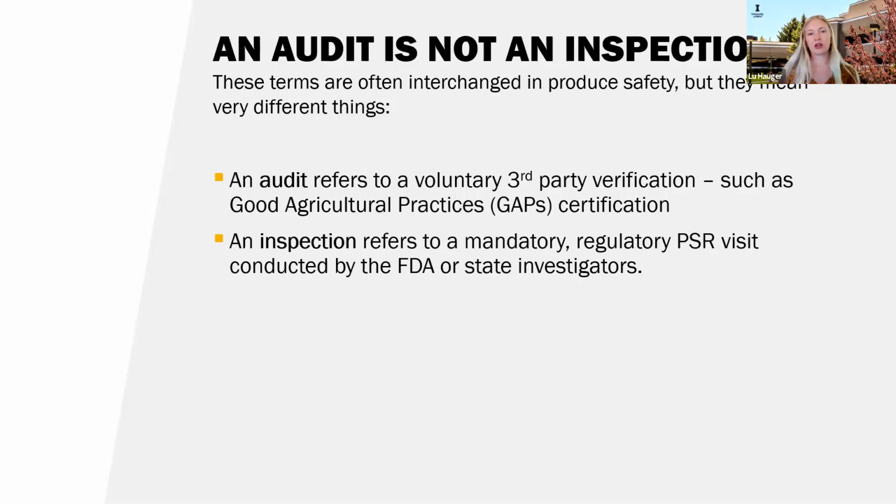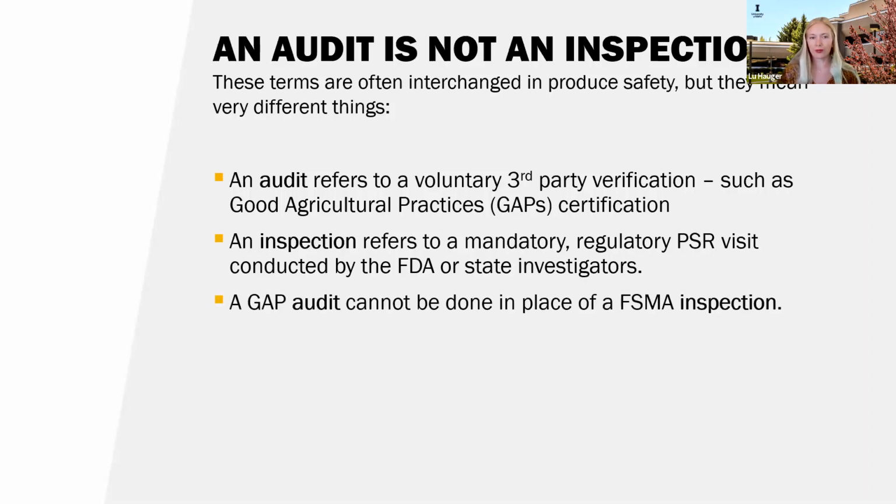An inspection, on the other hand, refers to a mandatory regulatory Produce Safety Rule, or Food Safety Modernization Act produce safety rule, visit, which is conducted by either the FDA or a state investigator, depending on where you're at. In Idaho, it's done through the Idaho State Department of Agriculture. They have investigators that will come out and do an inspection for you.